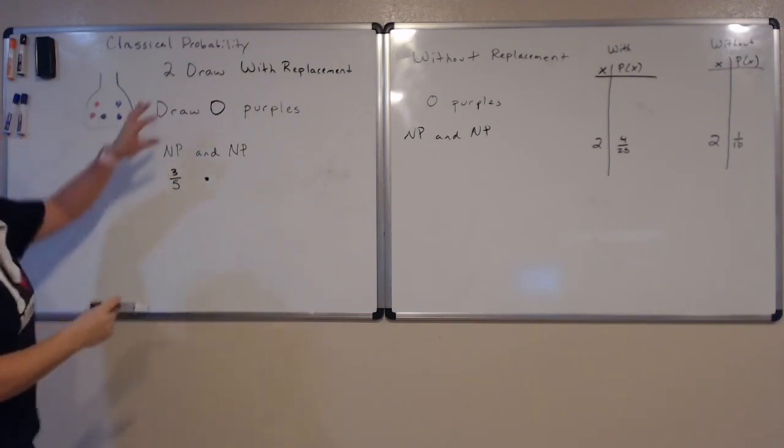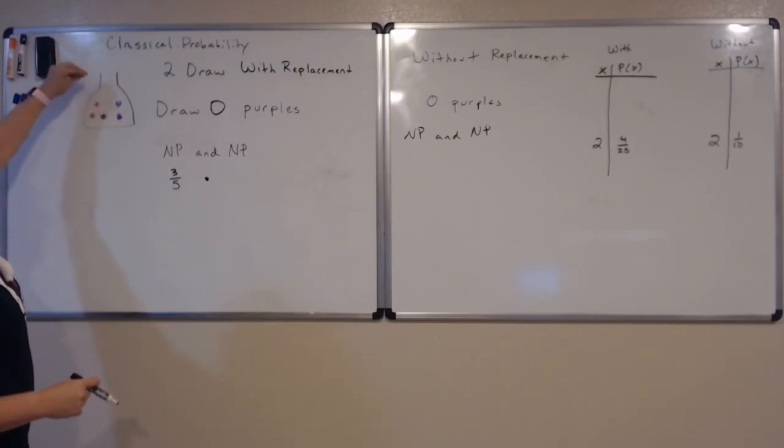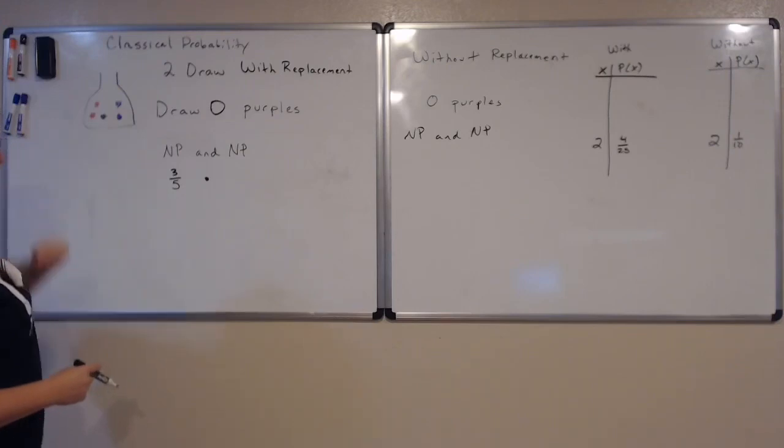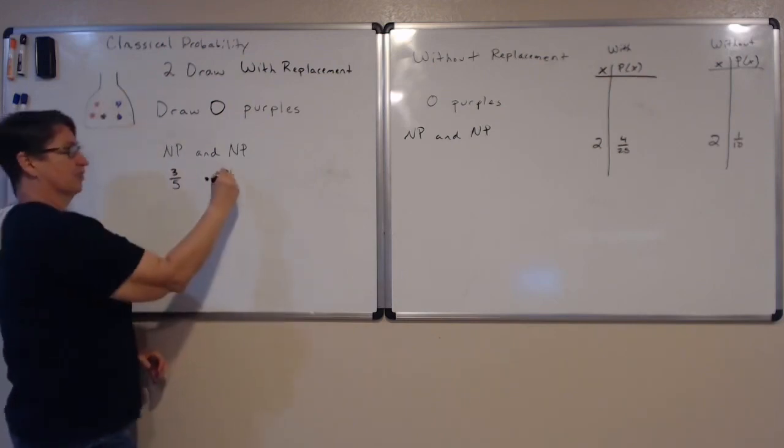Now I'm taking it out, and this one is with replacement. So I got one of these 3, not a purple, looked at it, put it back in. Now I'm going to draw again. So what's the probability on the second time? It's still that same 3/5. Good job.